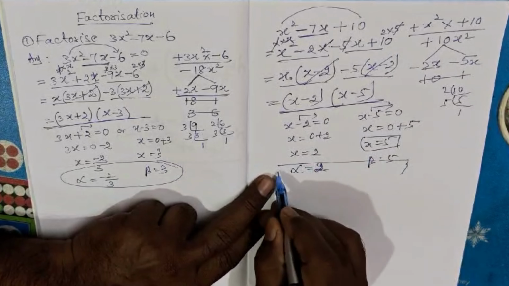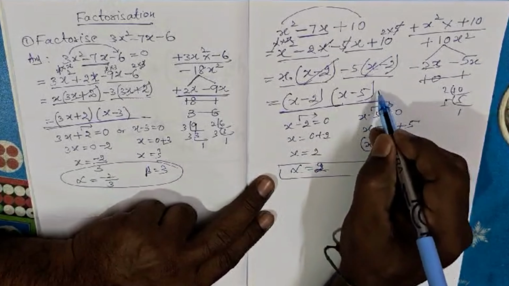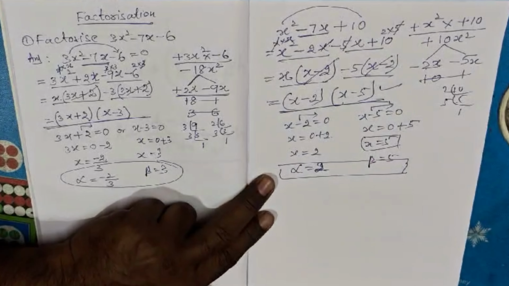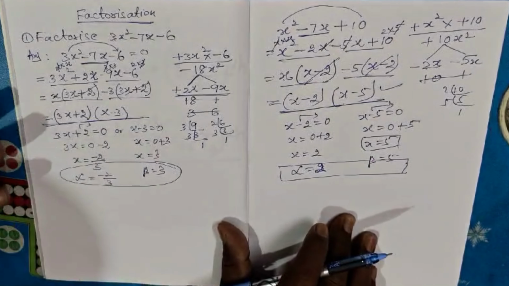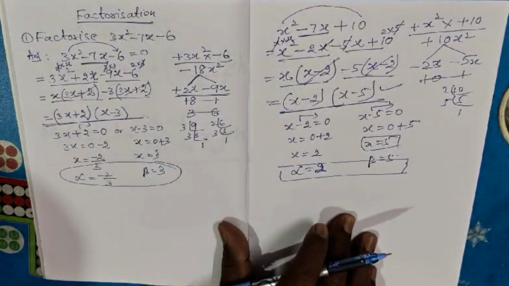So these are called zeros of the polynomial, whereas these are called factors of the polynomial. I hope you have understood factorization very clearly. I explained both the cases.